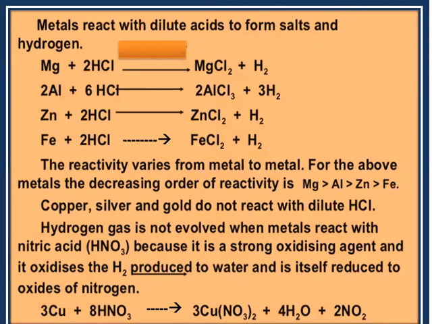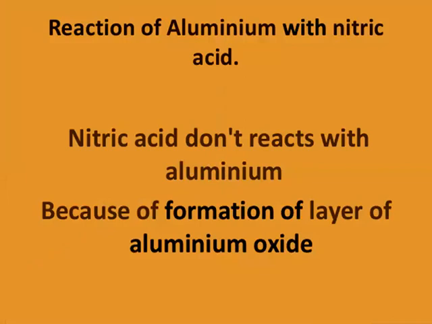Hydrogen gas is not evolved when metals react with nitric acid because it is a strong oxidizing agent and it oxidizes the hydrogen produced to form water, and itself is reduced to the oxides of nitrogen. Whereas copper reacts with very dilute nitric acid to give copper nitrate along with water and nitrogen dioxide. Nitric acid does not react with aluminium as well because of the formation of a layer of aluminium oxide on aluminium objects.